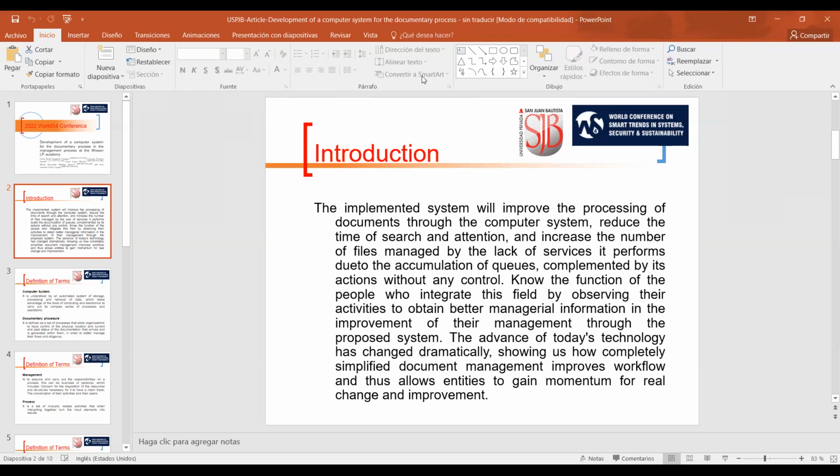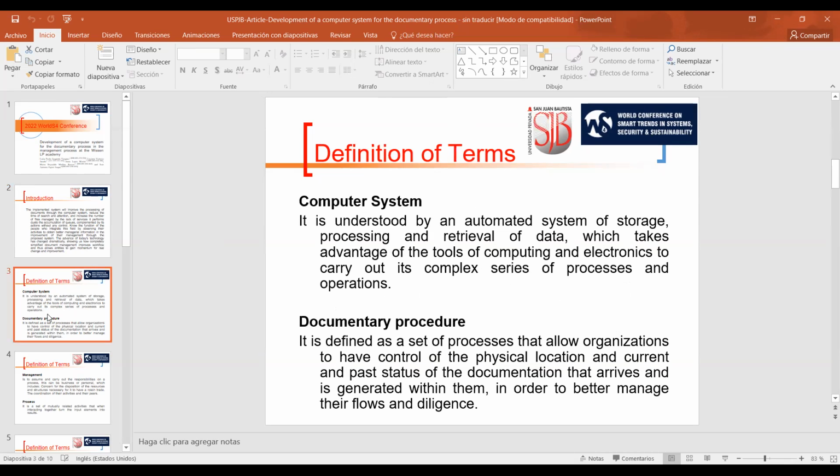The advance of technology has changed dramatically, showing us how computing simplifies document management, improves the workflow, and thus allows individuals to gain momentum for real change and improvement. In the definitions of terms, a computer system is understood as an automated system of storage, processing, and retrieval of data, which takes advantage of the tools of computing and electronics to carry out its complex series of processes and operations.